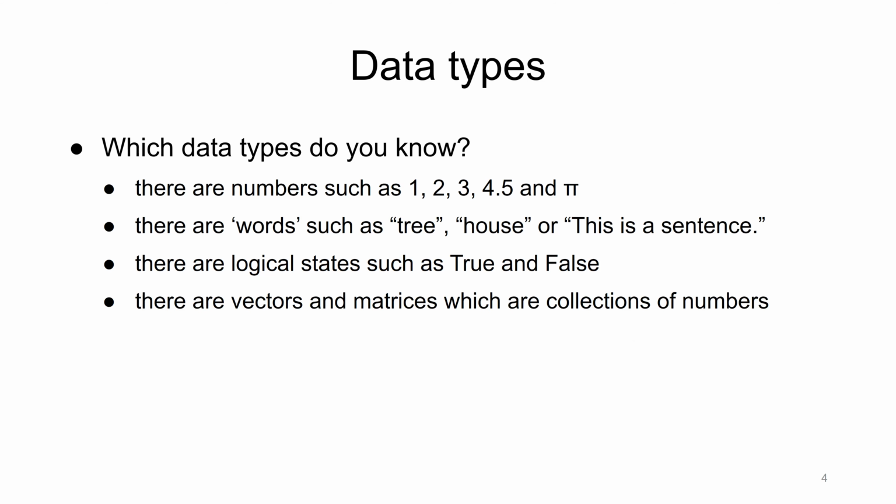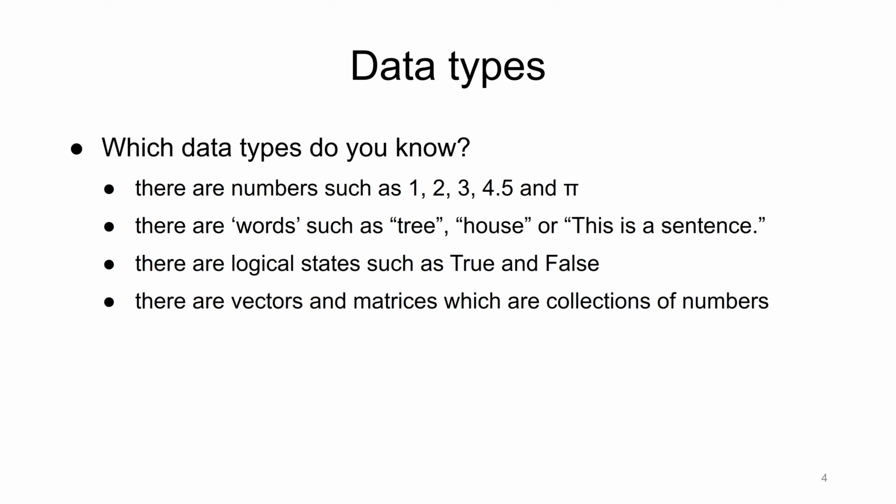Then there are vectors and matrices, and vectors and matrices are typically collections of numbers arranged in some way. In some programming languages, vectors and matrices can also be collections of other data types. And there are many more.